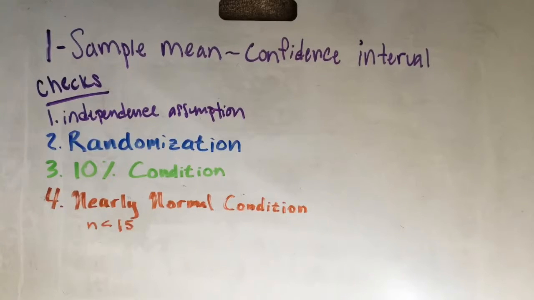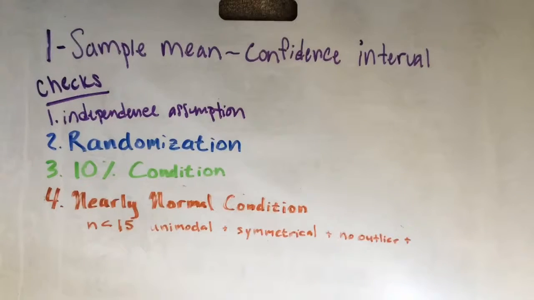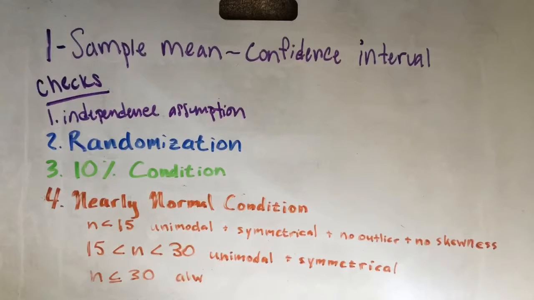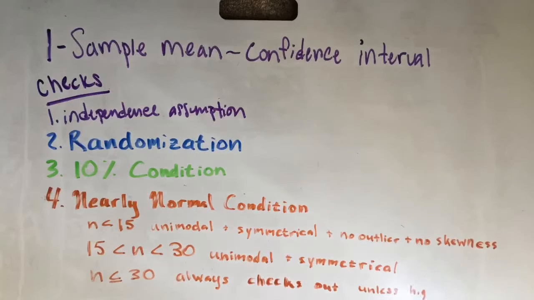Now, for the nearly normal, if your sample size is less than 15, it means it's unimodal, symmetrical, no outliers, and no skewness. If your sample size is between 15 and 30, it means it's unimodal and symmetrical. If your sample size is greater than 30, it means it always checks out unless it's highly skewed.